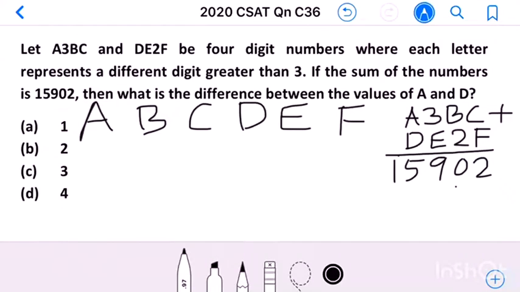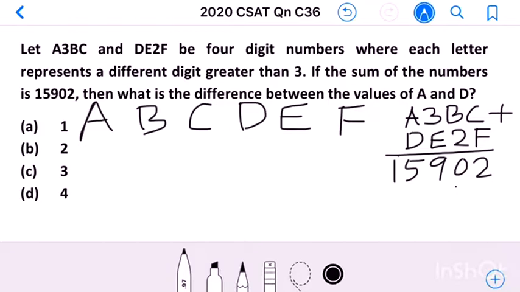Question number 36. Let A3BC and DE2F be 4-digit numbers where each letter represents a different digit greater than 3. If the sum of the numbers is 15902, then what is the difference between the values of A and D?